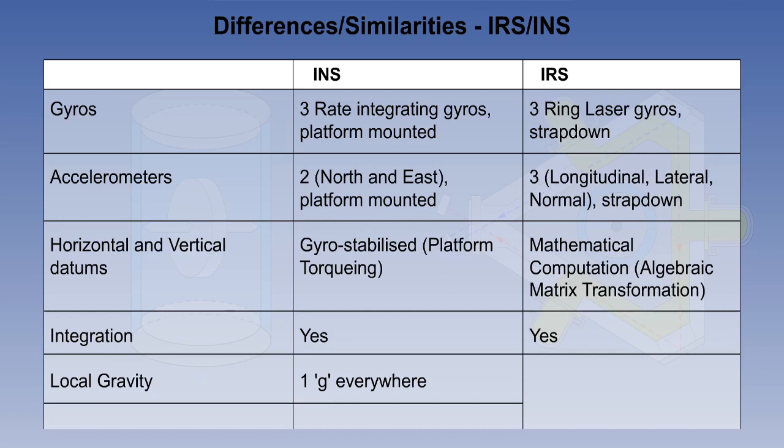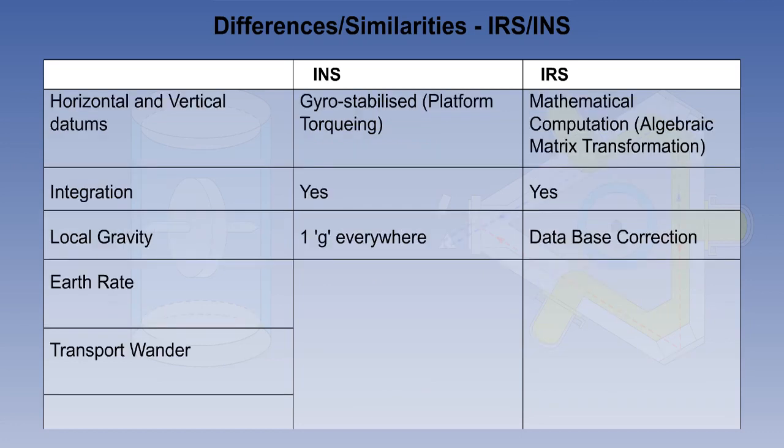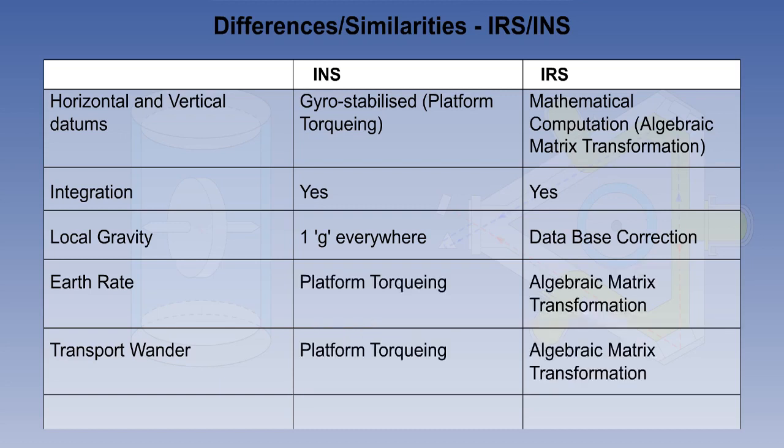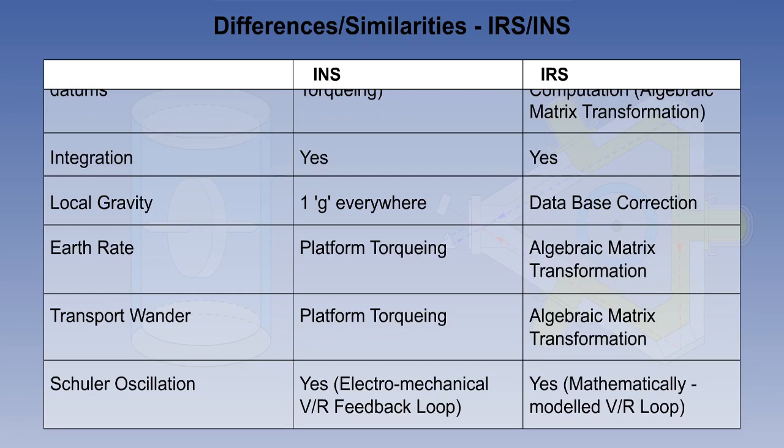There is a difference in the way that INS and IRS deal with gravity. In INS, it is assumed to be 1g everywhere. The superior memory capacity of IRS allows us to have a database which stores small differences in the local value of gravity. In both INS and IRS, the gyros are fundamentally space gyros, and therefore corrections for Earth rate and transport wander have to be computed and applied. However, this is achieved by platform torquing in the INS and algebraic matrix transformation in the IRS. Schuler tuning is used in both systems, and therefore Schuler errors occur in both.